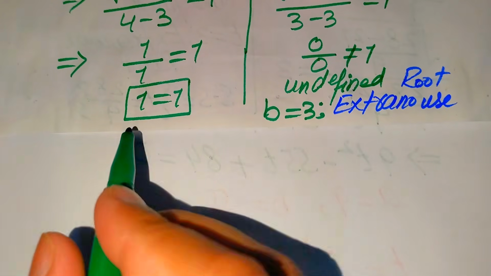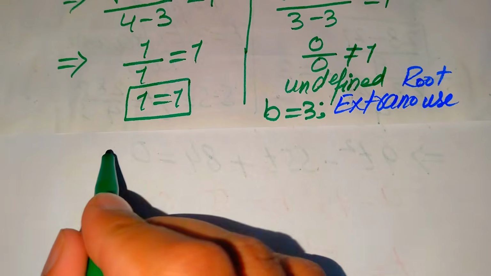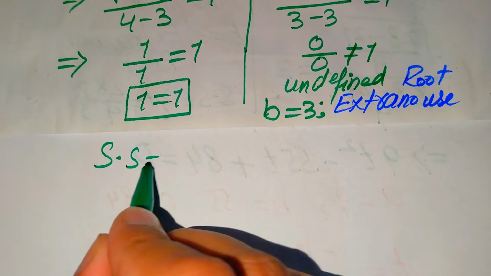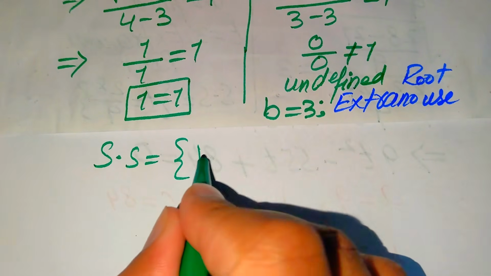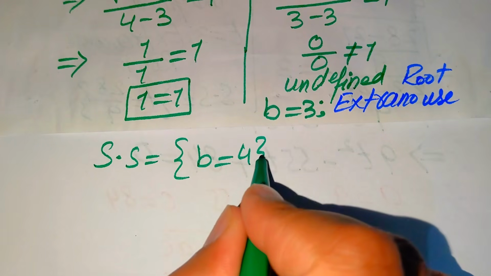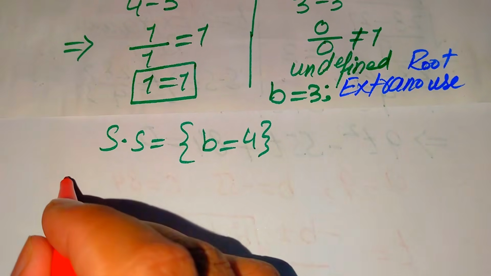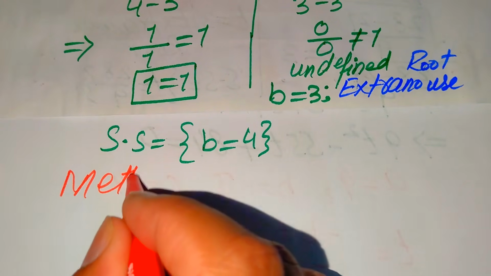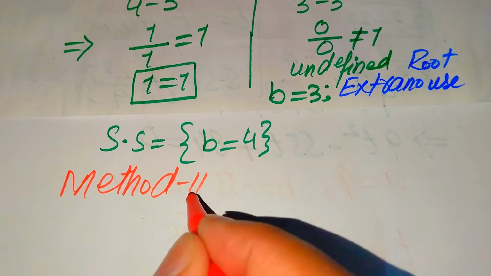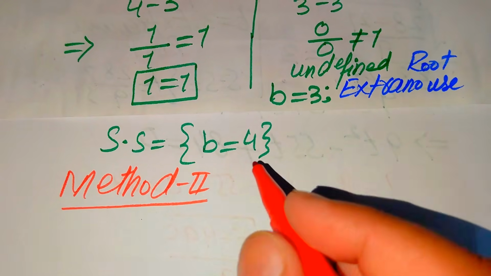So finally, we have b equals 4 as the only value which satisfies our given question statement. So the solution set of this problem is b equals 4. This is the solution set which we get from the first method, and now we again solve this problem by a second method.